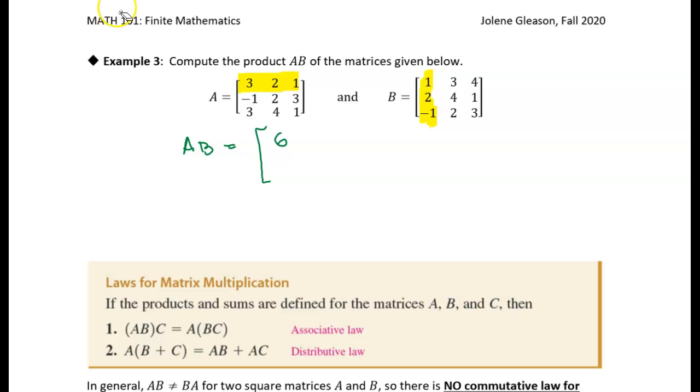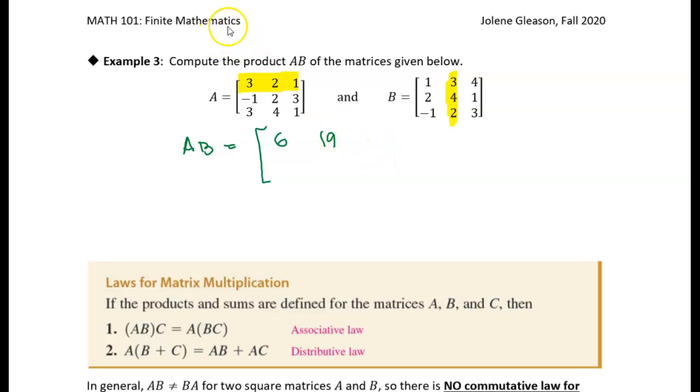So I'm going to erase that, and let's highlight the second column. When I multiply the first row times the second column, I'm going to get the element in the first row, second column. So I'm going to take 3 times 3, which is 9, plus 8, which is 17, plus 2 is 19. So this element is 19.